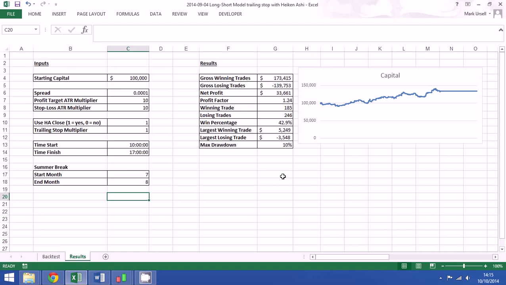Okay, so there you have it, a simple Heikin-Ashi trading system. There's not really a lot that has gone into this. It can be refined, it can be improved, but as it is a nice simple strategy to begin with.